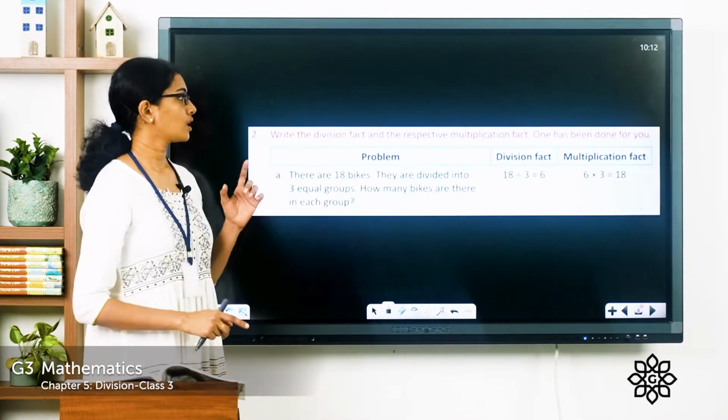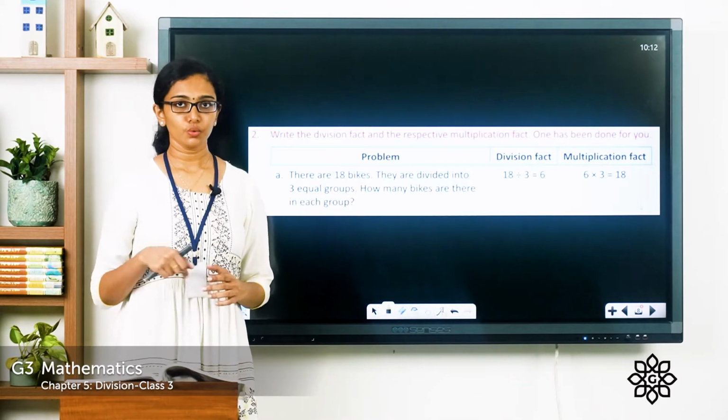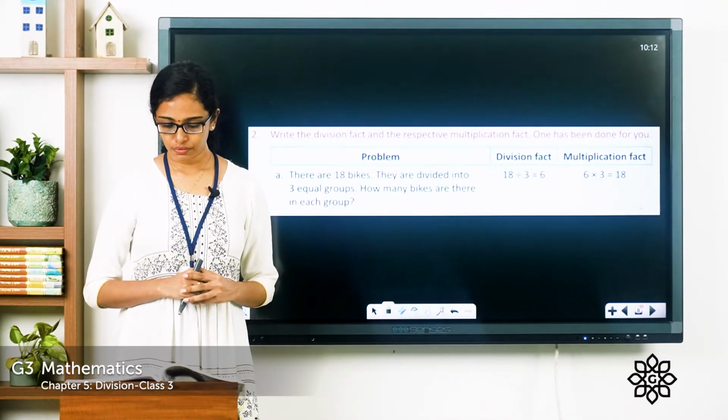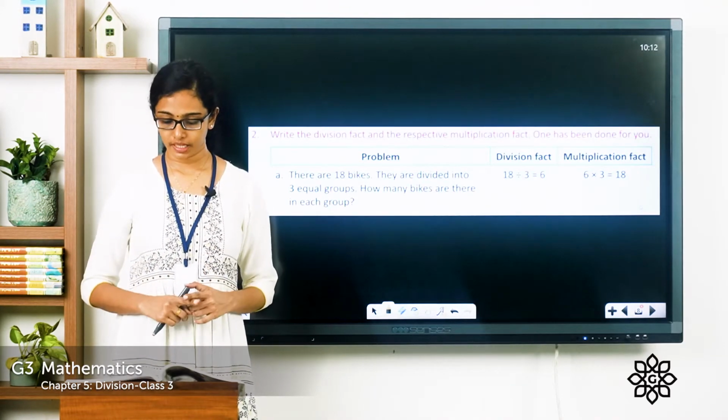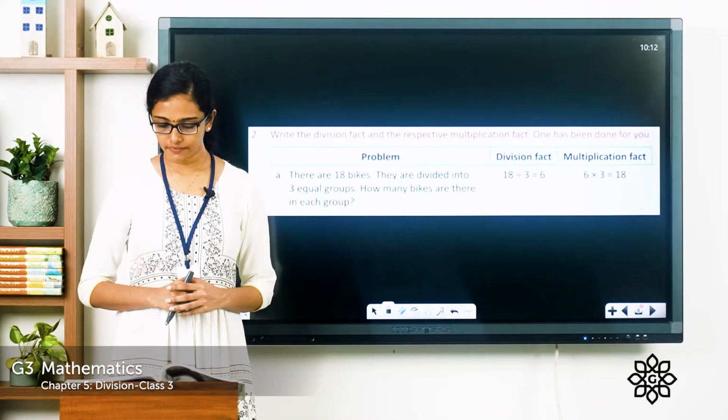Now, let's move on to question number 2 from the exercise. Write the division fact and the respective multiplication fact. One has been done for you.